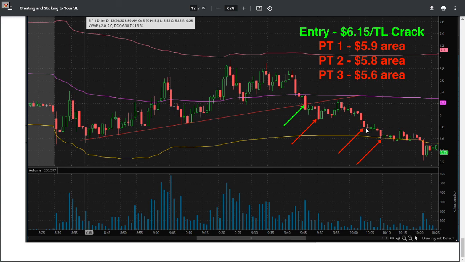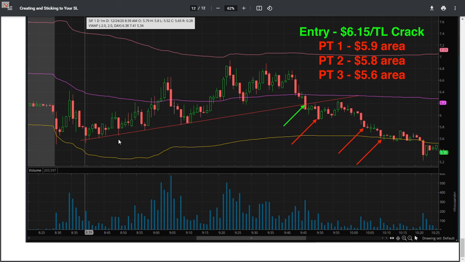So 5.9, 5.8. And look what happens when we actually crack these areas. 5.9, okay, bounced off of it. Look at that bounce off of it. 5.8, didn't get a bounce, but look what happens when we crack it. We go right down to the next area, which is what? These other lower shadows. So now we're down to 5.6. And that's all I'm doing, team.